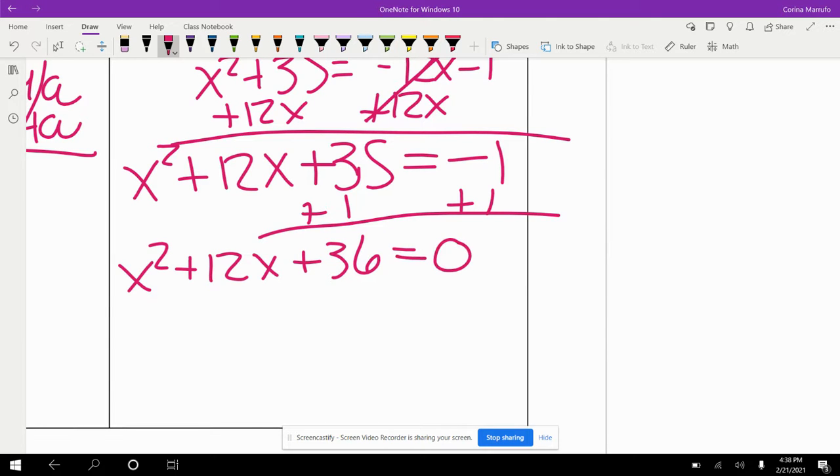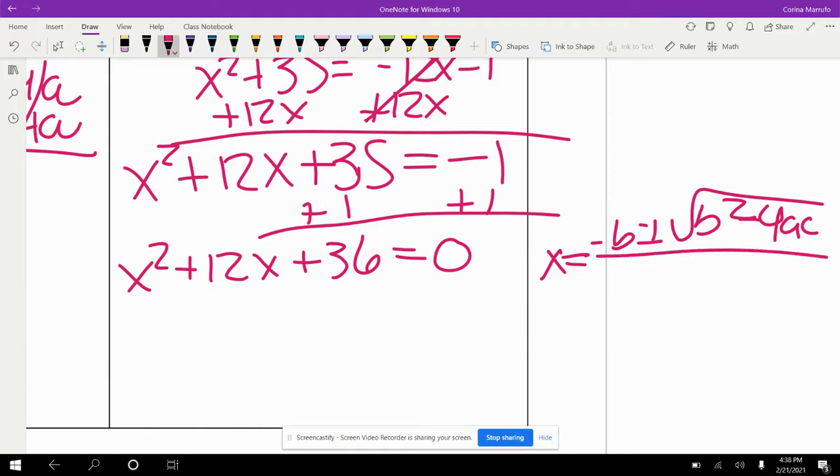Okay, now to solve for x, we can do one of two things. Well, there's more things. We could graph it. We can use the quadratic formula, x equals negative b plus or minus the square root of b squared minus 4ac all over 2a. You can use that if you wanted to solve the quadratic equation. I'm going to factor. I think factoring is the easiest for me here.